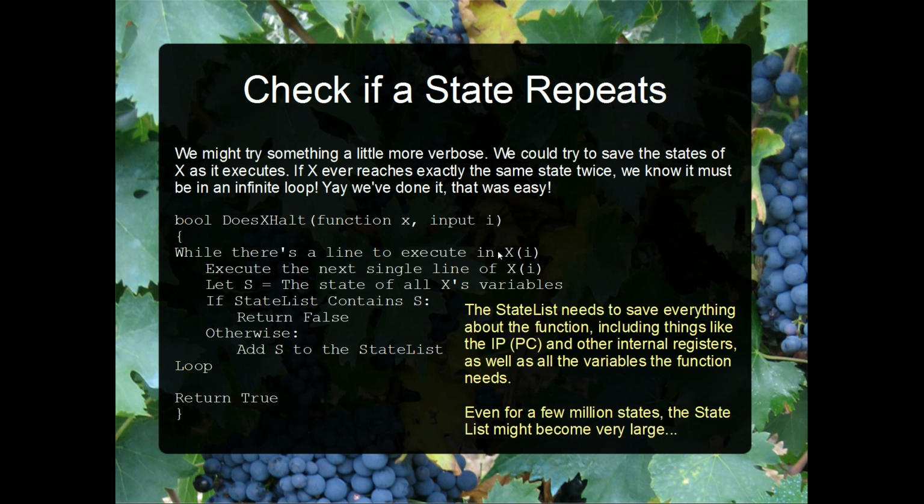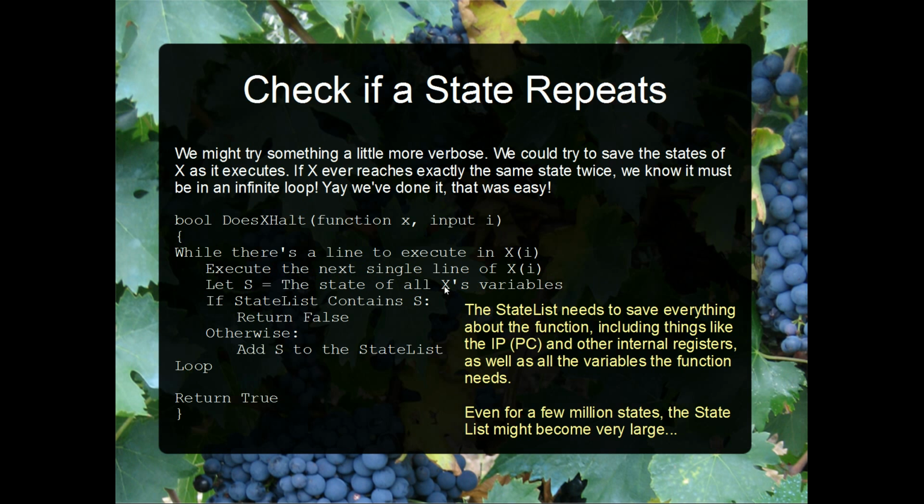While there is a line in X to execute, so I've somehow managed to execute X one line at a time. The details don't matter, it's just pseudocode. But while there's a line to execute in X, I want to execute the next single line. So it's going through the code in X step by step. I'm going to let S equal the state of all of X's variables.